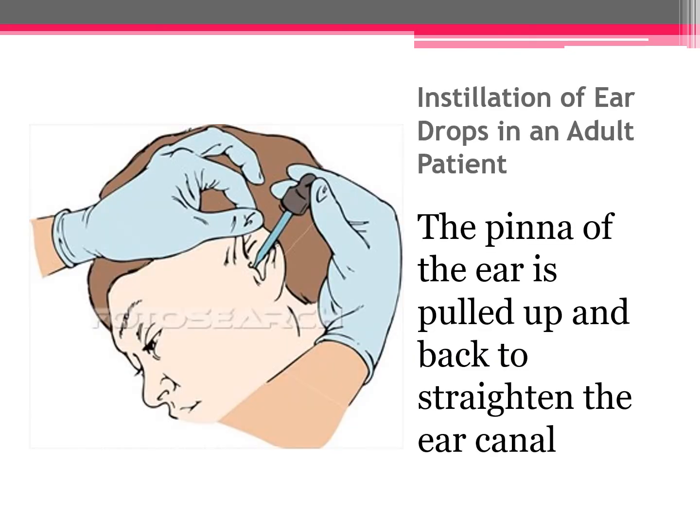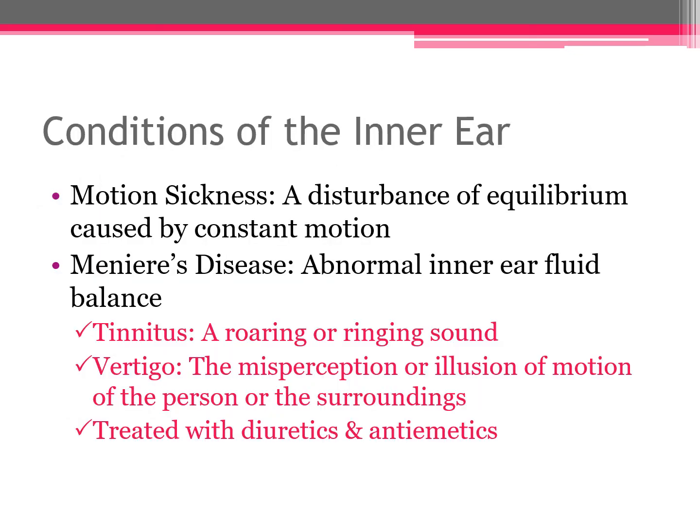All right, so just a picture of putting eardrops in an adult patient. Okay, and then conditions of the inner ear. So for this one, what are we seeing? We're seeing motion sickness, which is a disturbance of equilibrium caused by constant motion, and we are paying extra special attention to Meniere's disease, which is an abnormal inner ear fluid balance.